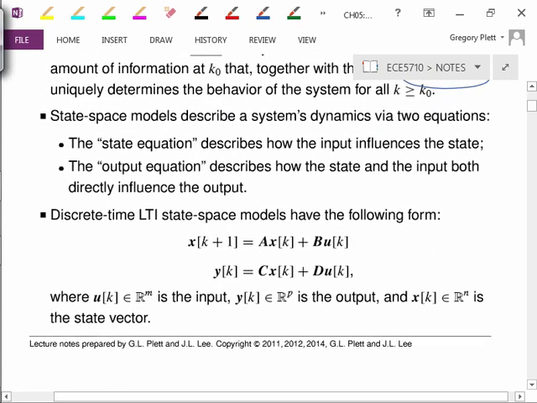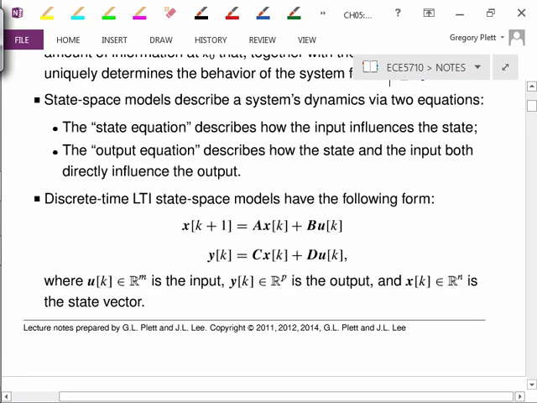A state space model describes a system's dynamics using two equations. The first equation is called the state equation, or sometimes the process equation, and it describes how the input influences the state and how the state then basically summarizes the input over time. And then there's a second equation, called the output equation, or sometimes the measurement equation, which describes how the state of the system and the input to the system both directly influence the output.